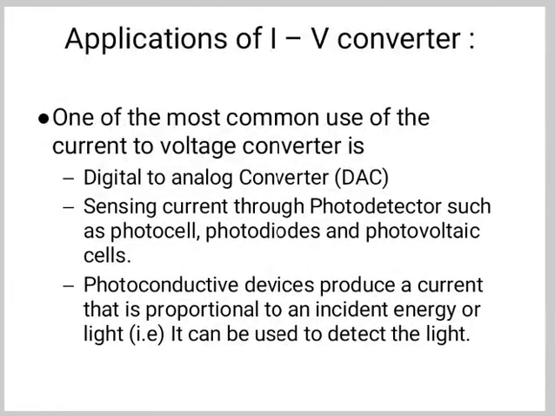Next is applications of the I to V converter. One of the most common uses of the I to V converter is, first, digital to analog converters. Second, sensing current through a photodetector such as a photocell, photodiode and photovoltaic cell. And the third is that photoconductive devices produce a current which is proportional to the incident energy or light, and it can be used to detect the light.